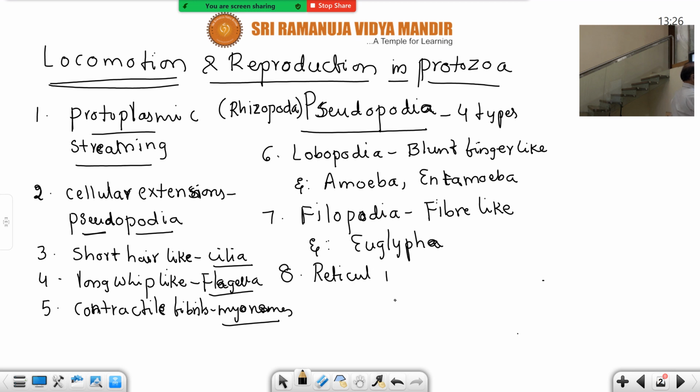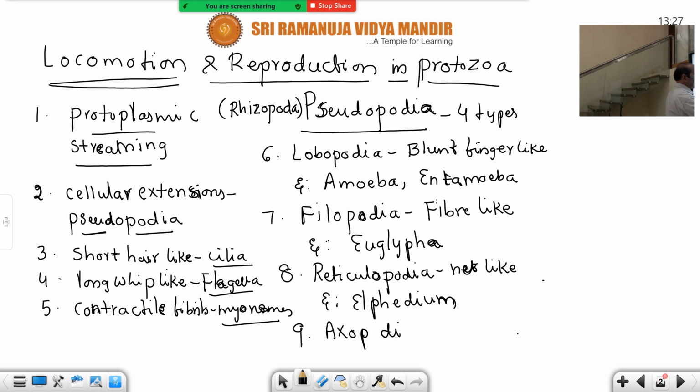Reticulopodia are net-like pseudopodia. They are like a net: the cytoplasmic processes come out of the body and anastomose, forming a network. That's why they are net-like pseudopodia, or reticulopodia. Here also two examples are there, Elphidium and Globigerina, but only remember Elphidium, a shelled protozoan that lives in seawater, which has reticulopodia. And then last and final, axopodia.